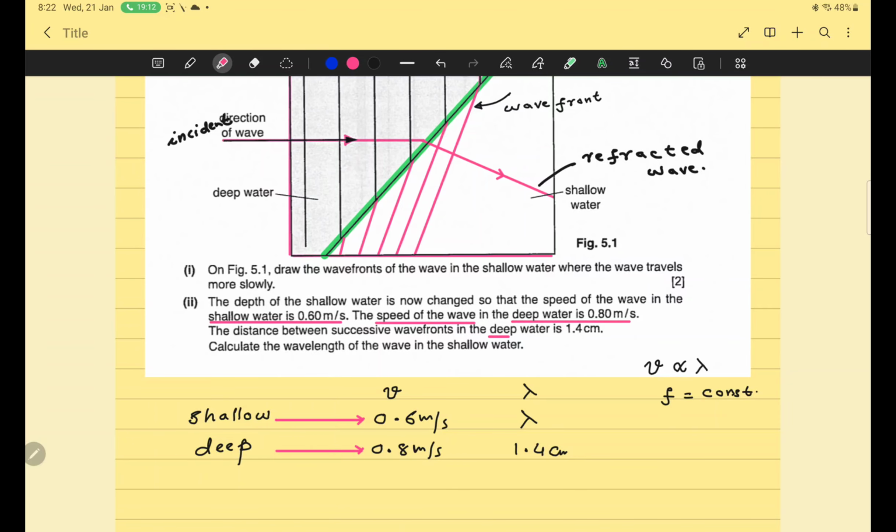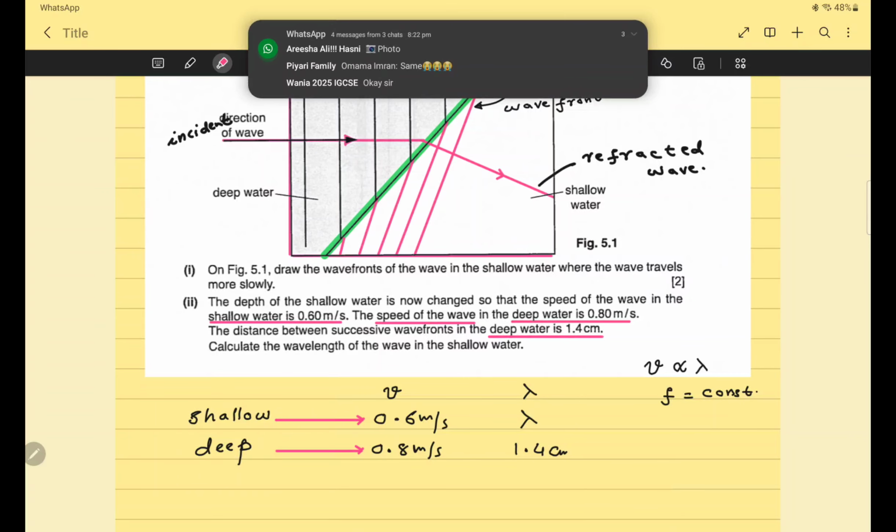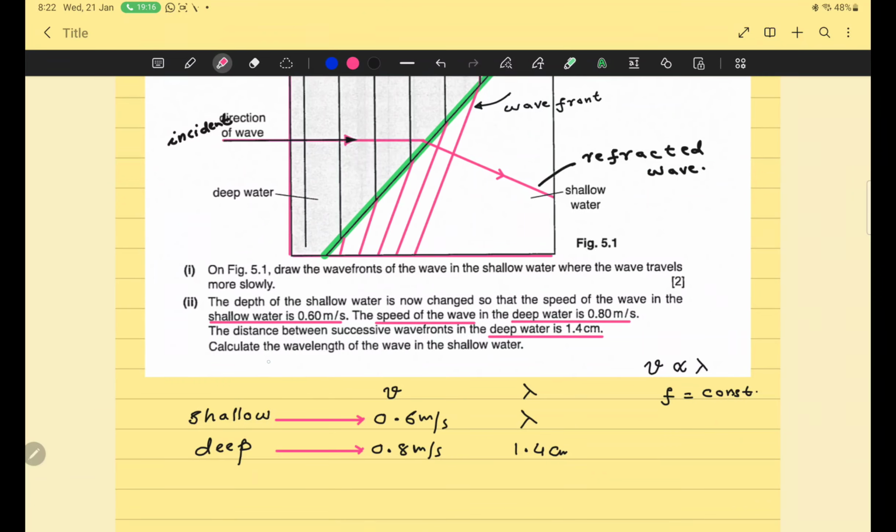You are given wavelength. Wavelength is the separation between wavefronts. It is given as 1.4 centimeter, and we have to calculate the wavelength in shallow water. Okay, so now we are going to solve this question.